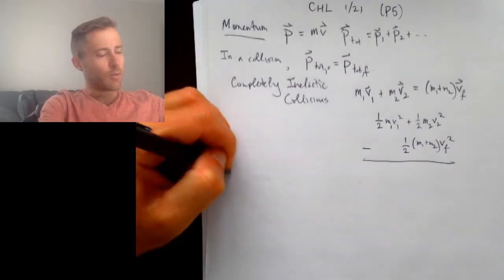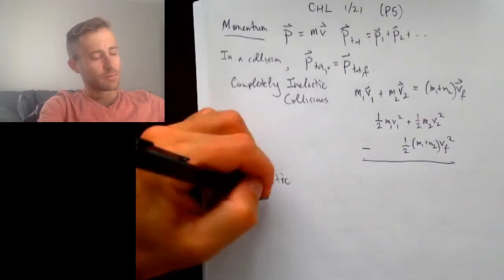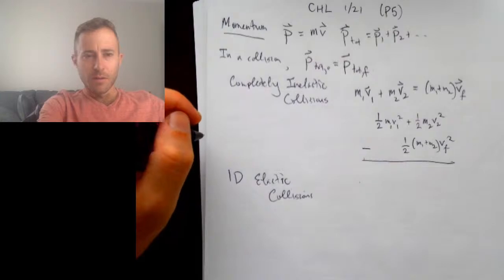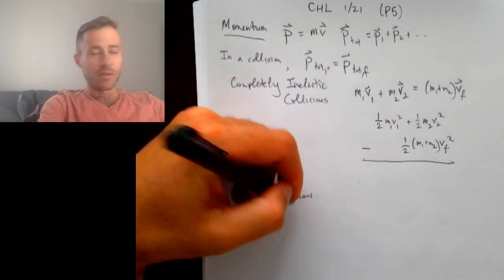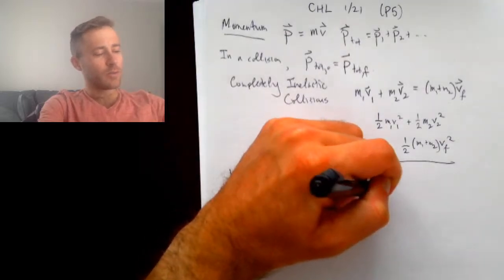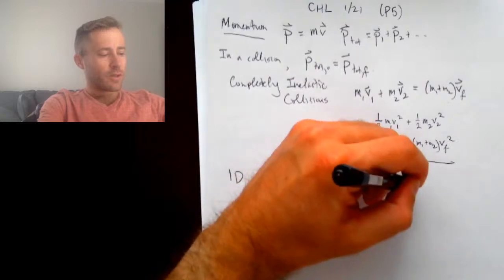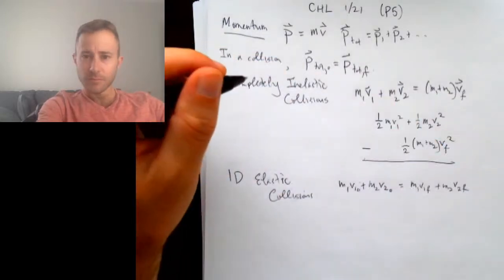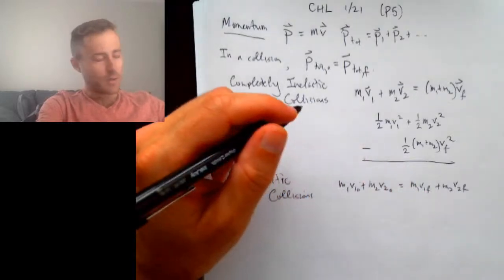And then we also talked about one-dimensional elastic collisions. For a one-dimensional elastic collision, we have that kinetic energy is conserved in addition to momentum. So our equations are m1 v1 plus m2 v2 initial equals m1 v1 final plus m2 v2 final. This equation expresses momentum conservation.